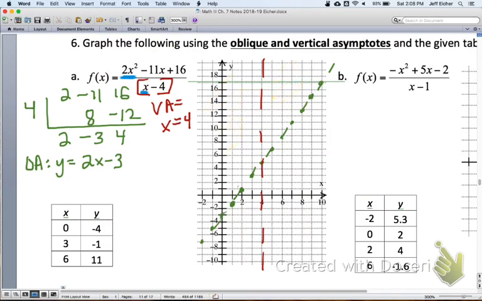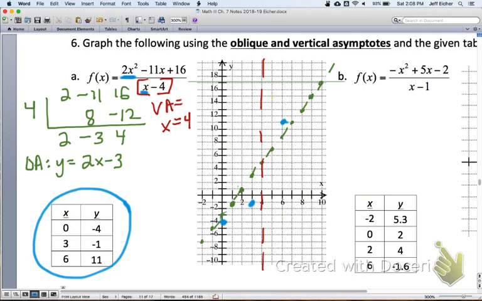So let's see what regions we have points in. You're provided, just to make it nice for you, a table of values. So let's graph those values. You have 0, negative 4 is right here. 3, negative 1 is right here. And then 6, 11 is right here. So that should give you an idea of what 2 of the 4 regions have points in them.